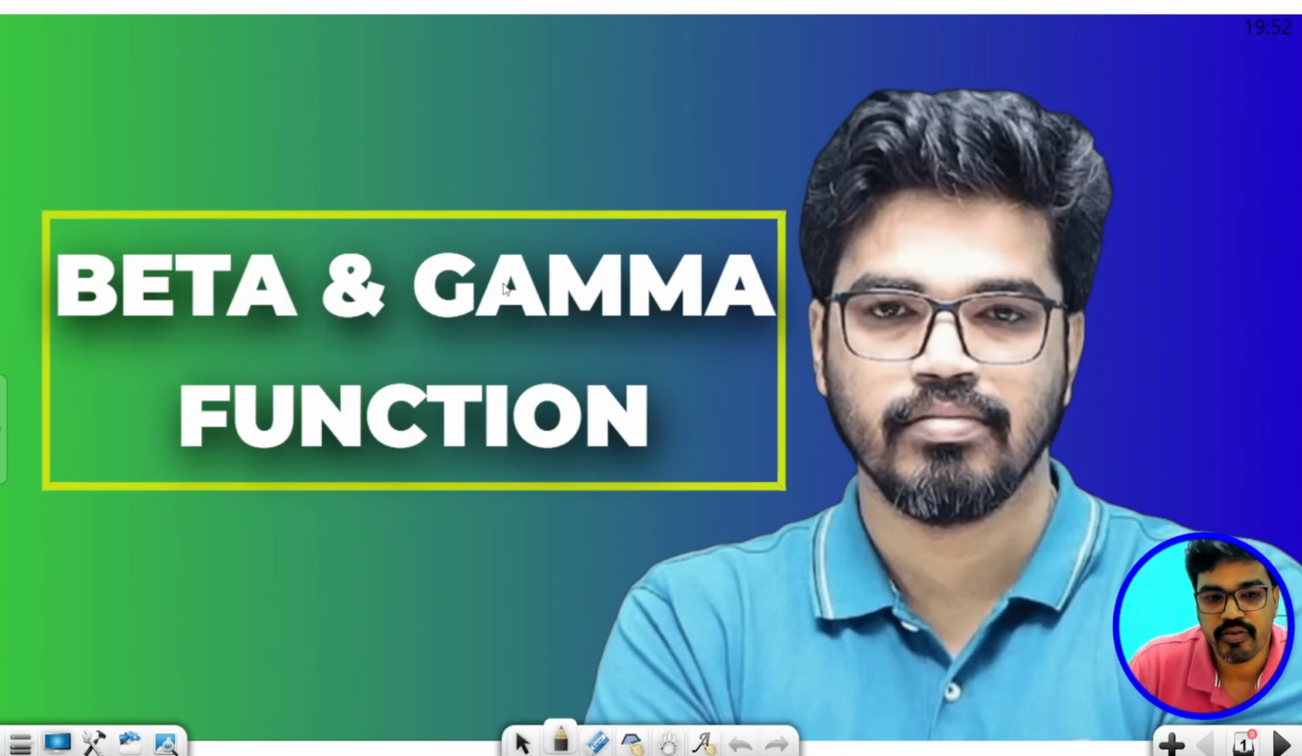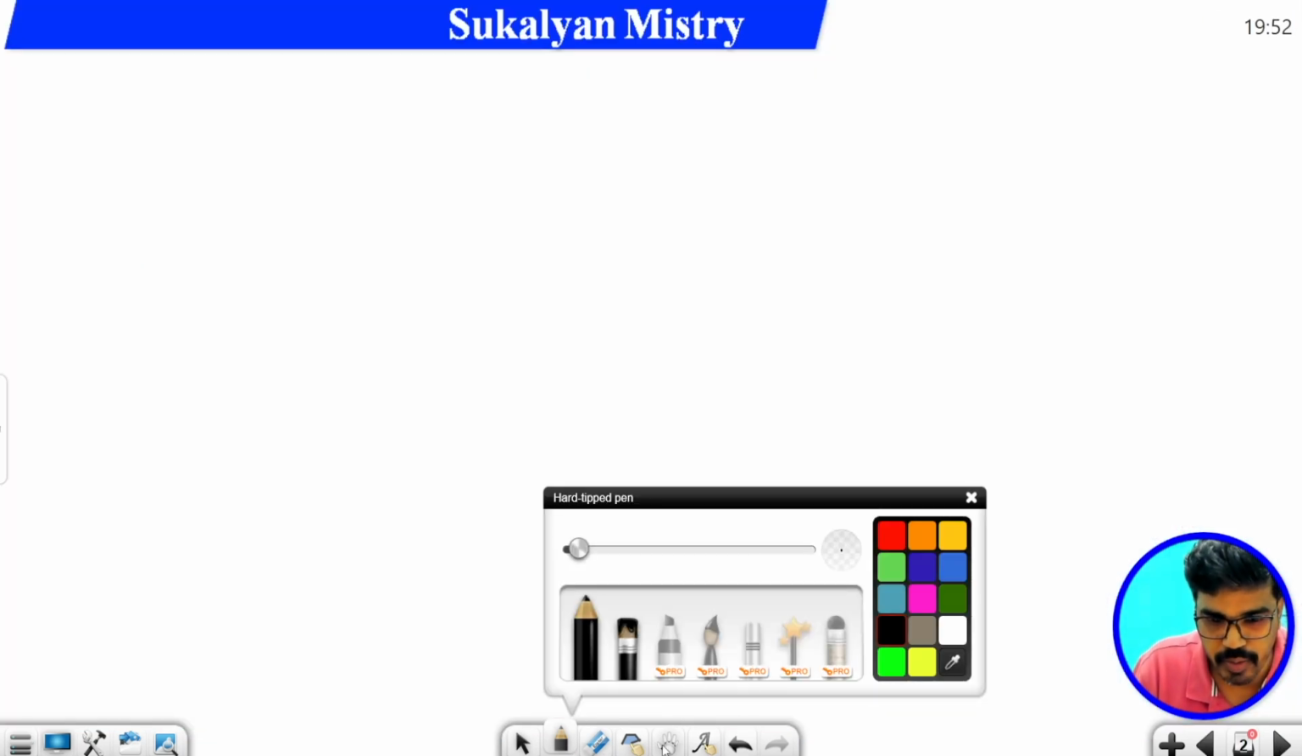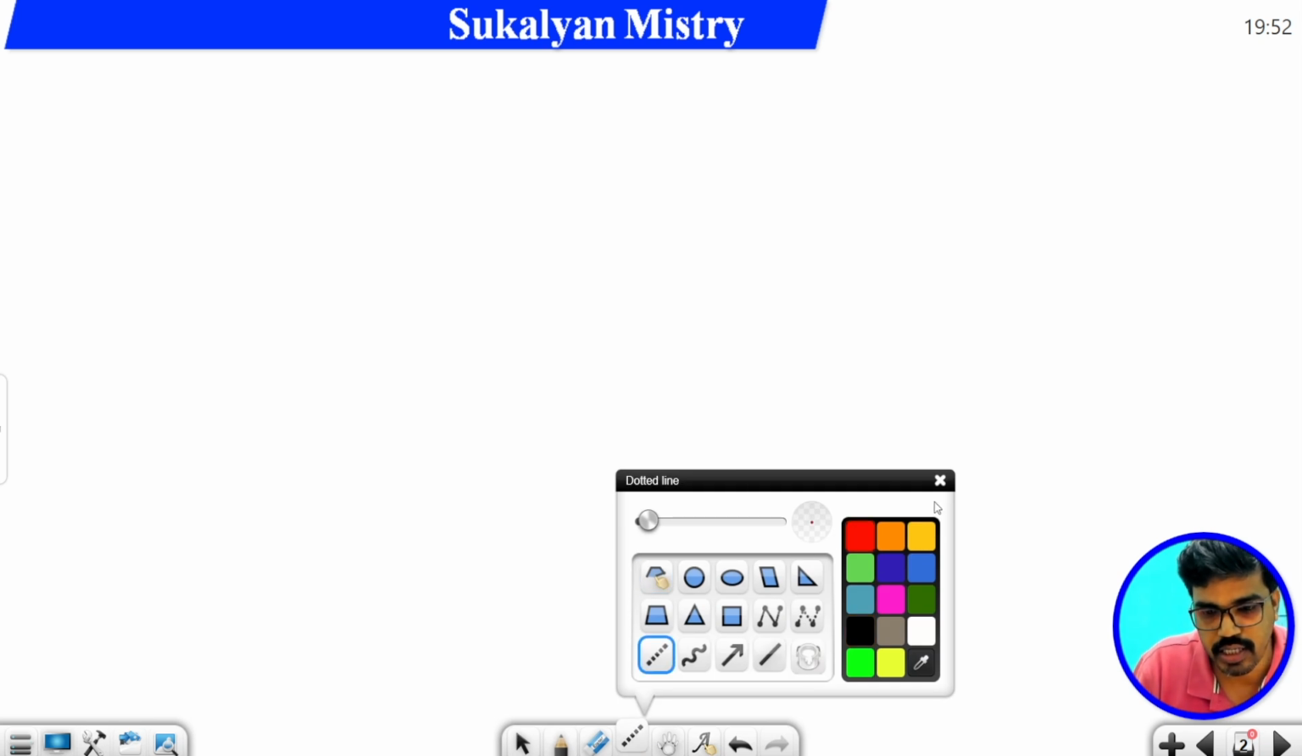So today I will discuss beta function and gamma functions. Basic to advanced level এ সমস্ত প্রবলেম গুলো ডিসকাস করব, ঠিক আছে? So first note the definition of beta function. What is beta function?